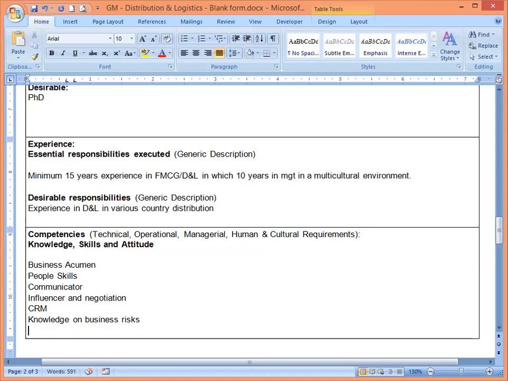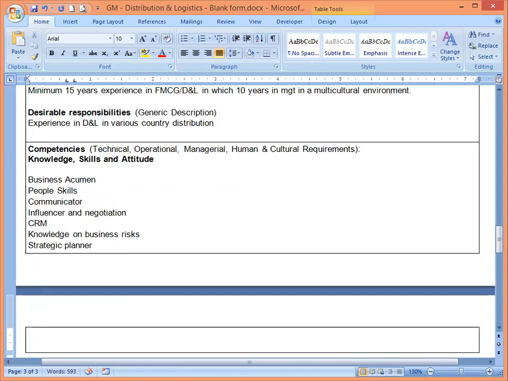Maybe you can say strategic planner. Maybe doing a business plan, long-term plan, 5-year plan, 10-year plan, or even a 15-year plan. So he should be a strategic planner. If he's a strategic planner, he should also be good with computers. He should have good computer skills because he'll be using the computer to do his planning activity. What's next? Maybe we can say decision maker.